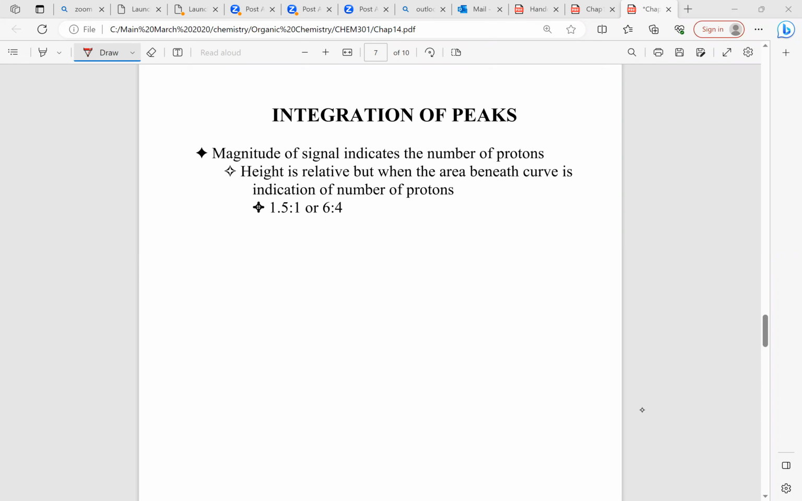And so we can get fractions. So a 1.5 to 1 ratio, well, you can't have 1.5 hydrogens. So that would indicate a 3 to 2 ratio, okay? Or you could go all the way up to 6 to 4, or you could keep going. So just remember, when we do integrations, it's a ratio. Generally, the smallest ratio is the one we're looking at, but that's not always true.